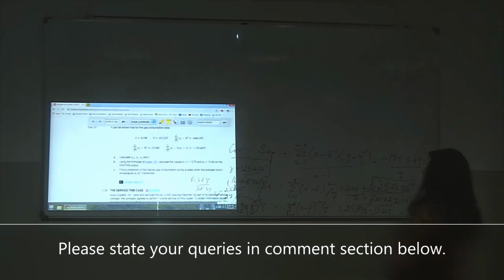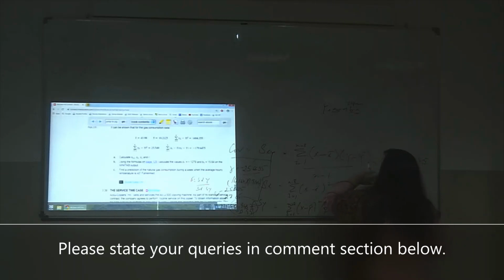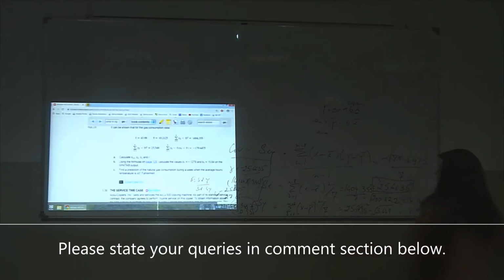So what is usually the least squares regression equation? We have y is equal to a plus bx, where x is the independent variable and y is the dependent variable. When we're talking about intercept and slope, we need to find the value of the intercept first. So a is y bar minus b x bar. We already know the value of y bar, which is 10.2125, minus b, which is unknown at this point, into x bar, which is 43.98.